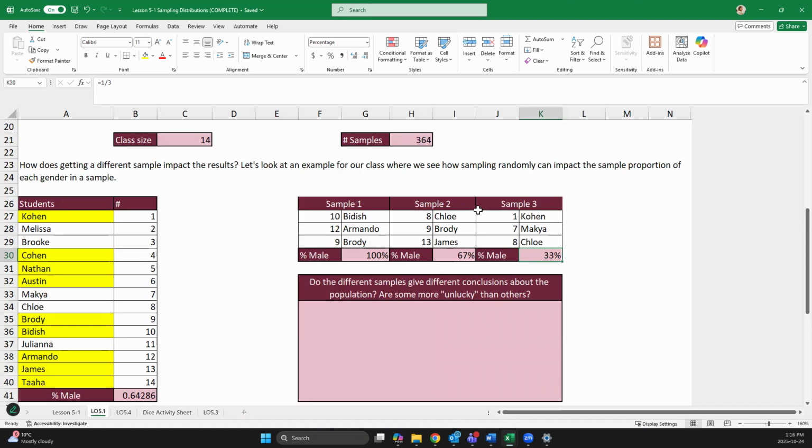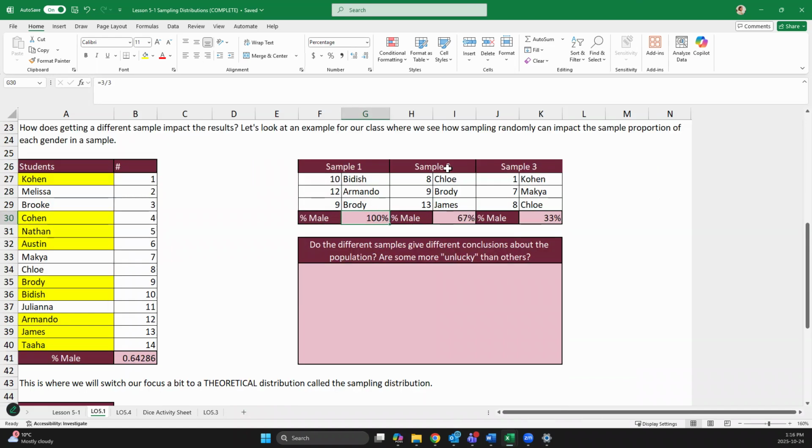So just for 3 different random samples, sample 1 at a 100% chance of male, sample 2 at a 67% chance of male, and sample 3 at a 33% chance of getting male. So obviously, none of these are the exact number from the whole population. But in real life, it doesn't quite work like this.